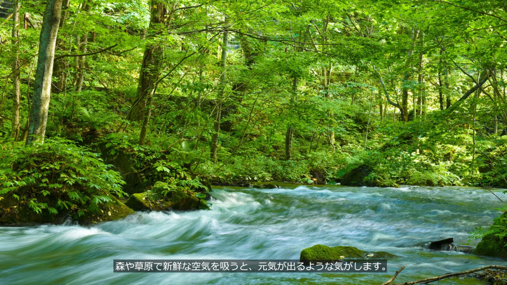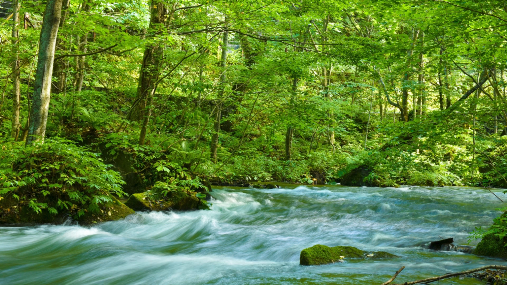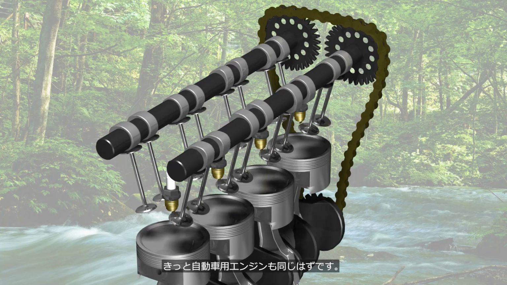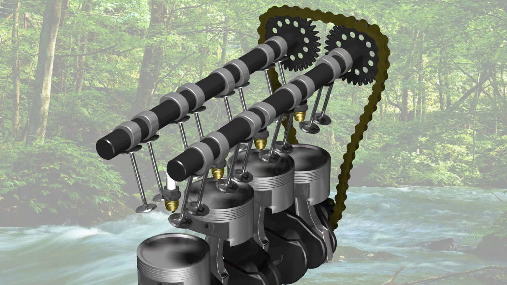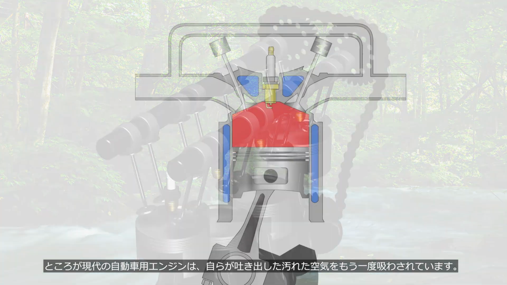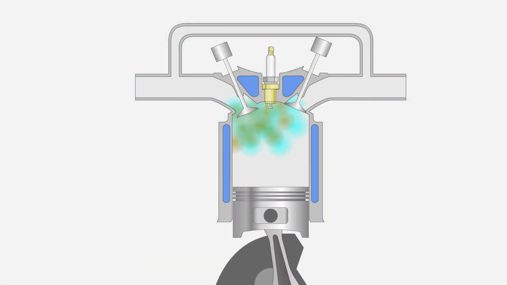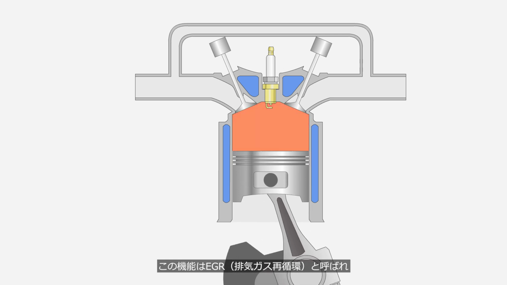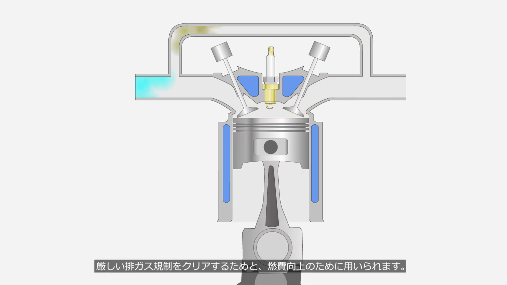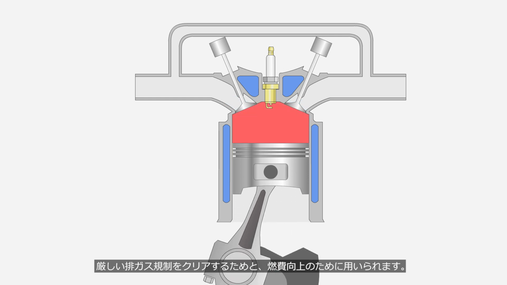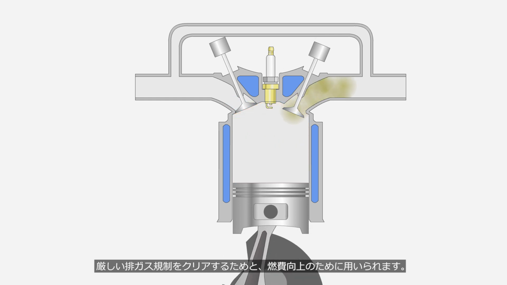We feel refreshed and energized when we breathe in fresh air in forests or grasslands. Surely, the same must apply to automobile engines. However, modern automobile engines are made to breathe in the dirty air they have already expelled. This function, known as EGR, exhaust gas recirculation, is used to meet strict emissions regulations and improve fuel efficiency.